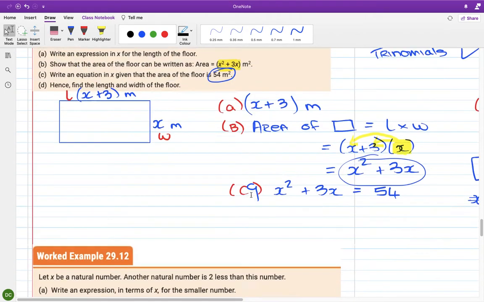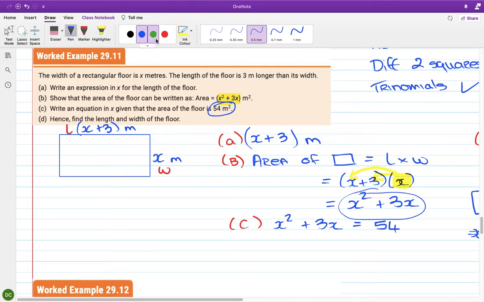6 and minus 9. So if I go back to the original thing here. We were told that the width of the floor was x meters. So we now know that the width of the floor was either 6 meters or minus 9 meters. Now, you can't have a floor with a negative length. That doesn't make sense, okay?